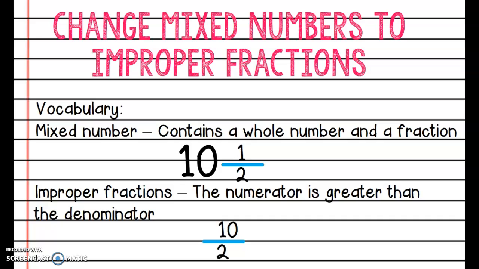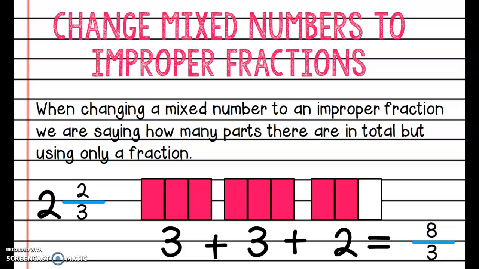So in our example here, we see the 10 is in the numerator, it's over the 2, which is in the denominator. 10 is greater than 2. When changing a mixed number to an improper fraction, we are saying how many parts there are in total, but using only a fraction. So our mixed number here is 2 2/3.